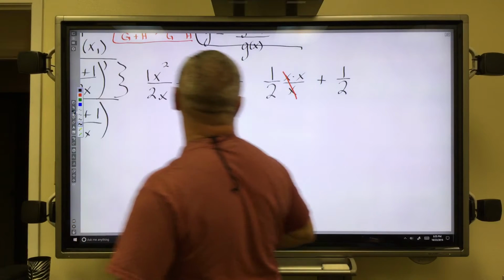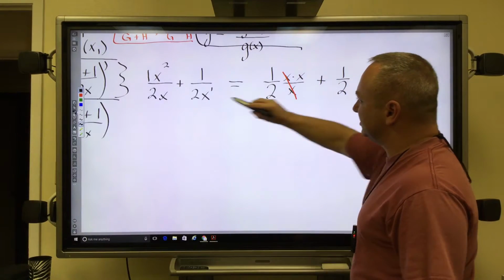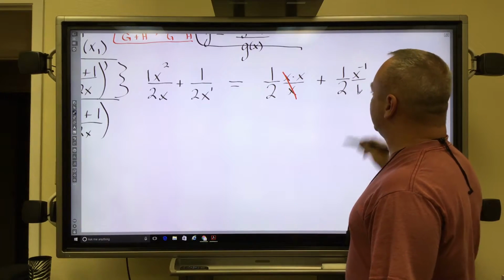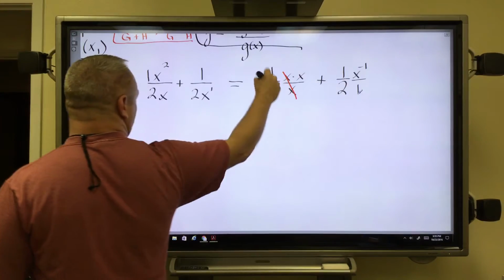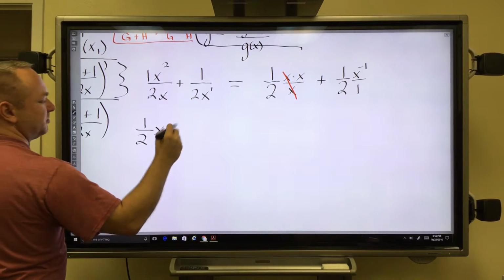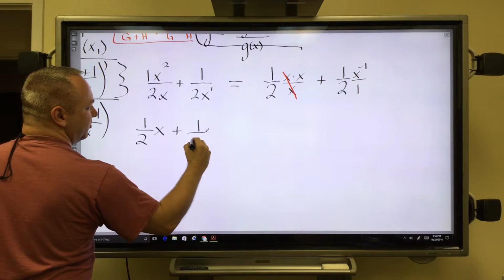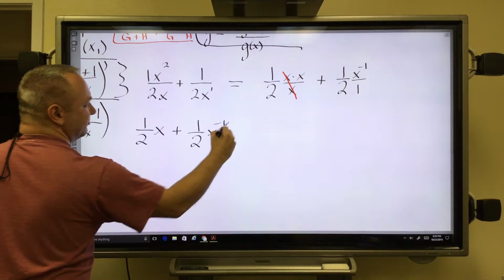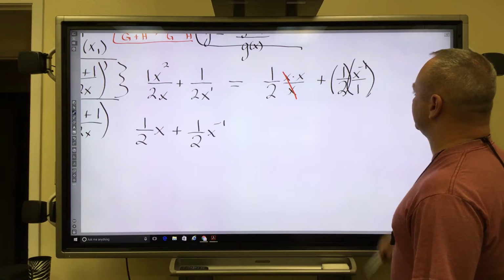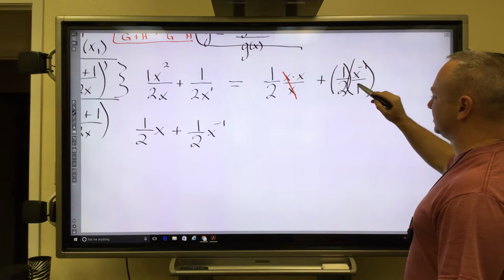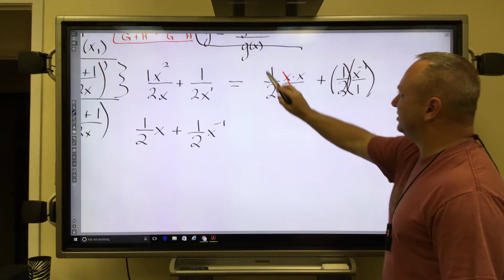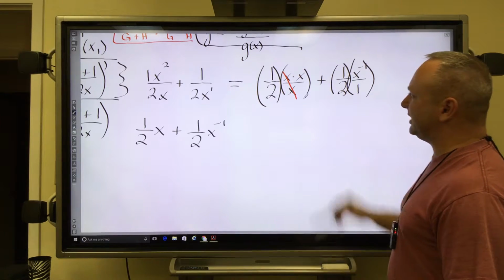Okay, I gotta finish this. So this is just bringing this one up. This would give me like times x to the negative 1 over 1. All right, then cleaning this thing up is going to give me 1/2 times x plus 1/2 times x to the negative 1. All right, this is 1/2 times that. Well, 1 times this, and then 2 times 1. You just go straight across. All right, 1/2 times that.